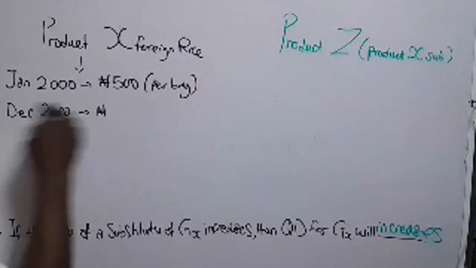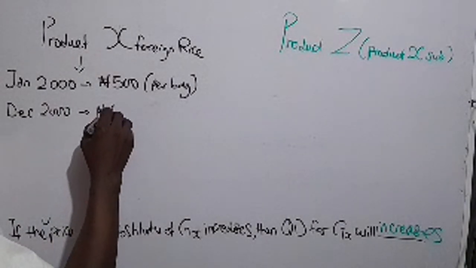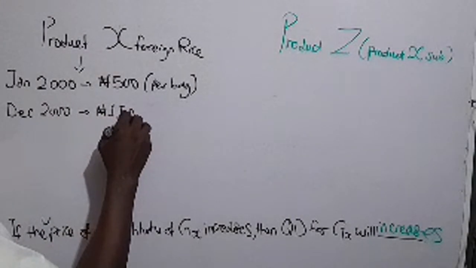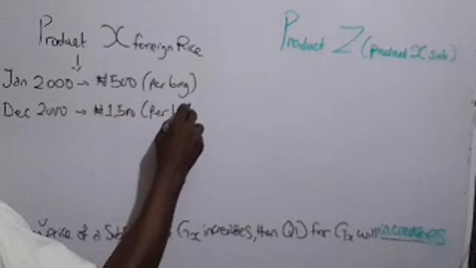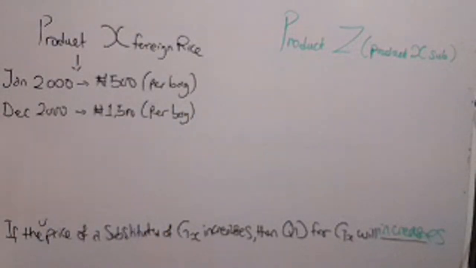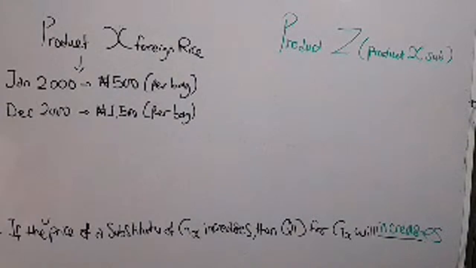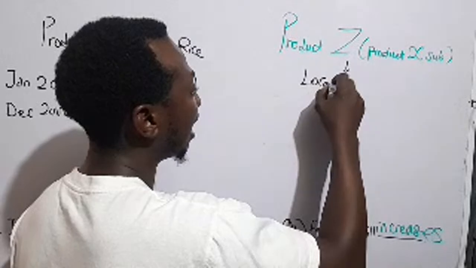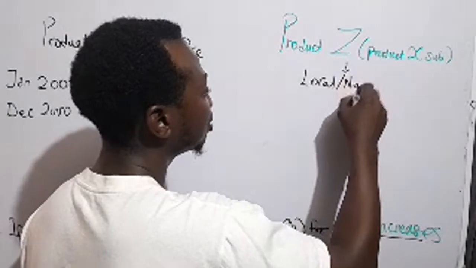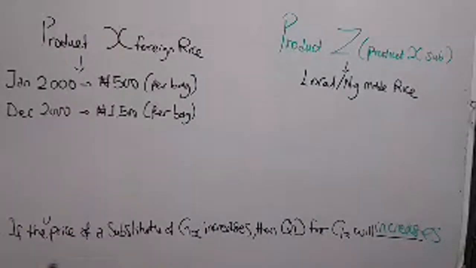Okay, so in December, all of a sudden it skyrocketed to 1005 per bag. Now this is product Z, which is a substitute. Product Z is local or Nigeria-made rice.